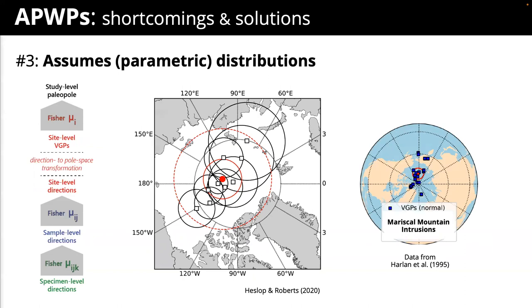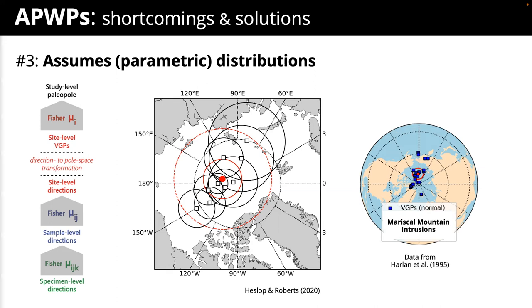So this is actually a panel from one of the papers of Heslop and Roberts that I showed on a previous slide. So here we can very nicely see their analytical propagation scheme at work. So the squares here are study level paleopoles. I can't remember exactly what the age range was. And the red dot here is the mean pole position you would compute from them. And the solid red circle around it is the conventional A95, right? The red dashed line is their version of the A95 with the uncertainties being fully propagated from the study level poles. So you can see already how much larger that uncertainty is when you're propagating the uncertainties from the constituent study level poles. But look at the distribution of poles in this case.